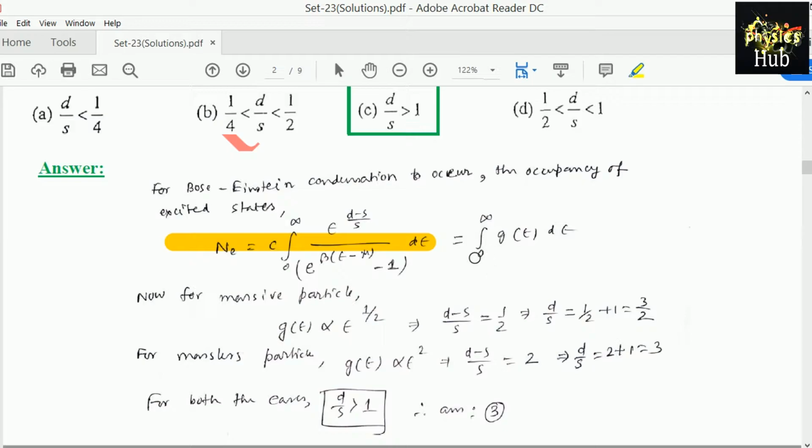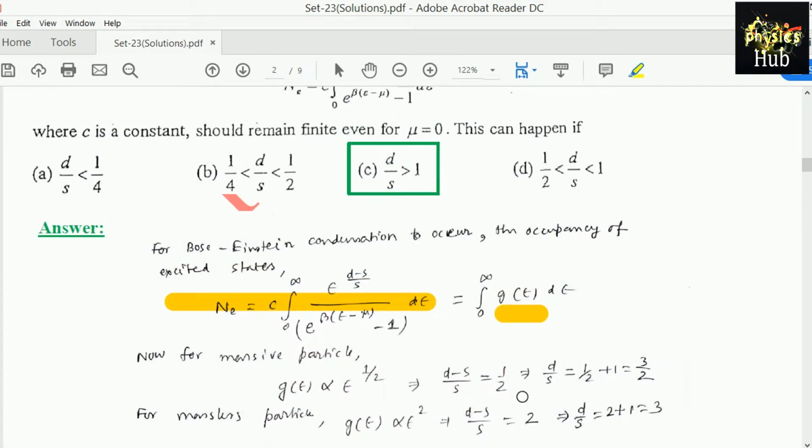We can write it equal to, because this is the number of particles, so you can write it as an integration from 0 to infinity, where g of E is the density of states. Now, for a massive particle, meaning any particle which has some finite mass, g of E, the density of states, is proportional to E to the power half. Therefore, d minus s by s equals half, because the power of energy is d minus s by s. So d minus s by s equal to half. Therefore, if it is a massive particle, you get d by s equals 3 by 2.